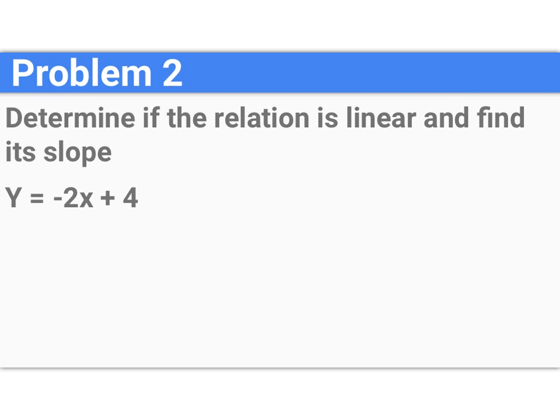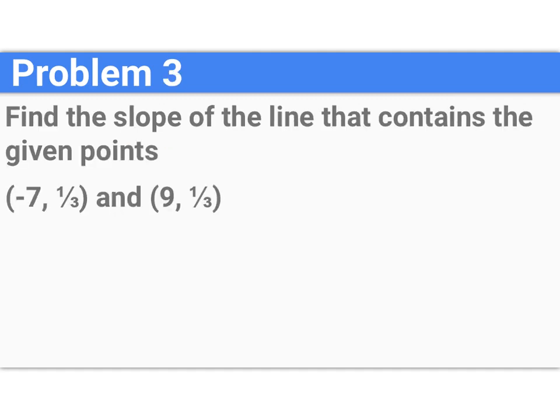Okay, determine if the relationship is linear and find its slope. So in an equation, the slope of the line always multiplies to x. Since our x is to the first power, there's no number written, so it's understood to be to the first power. It means it's linear. So the equation of a line has x to the first power.